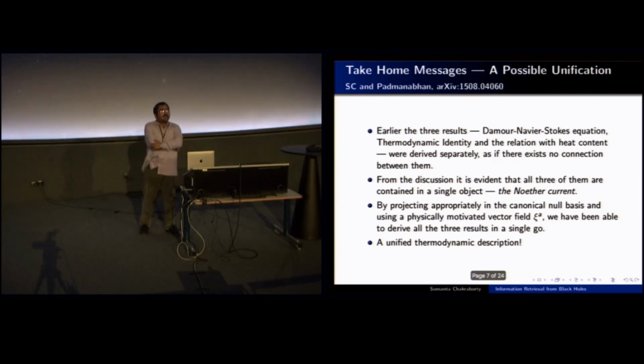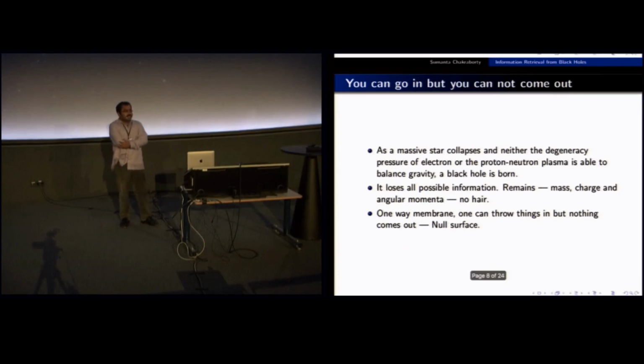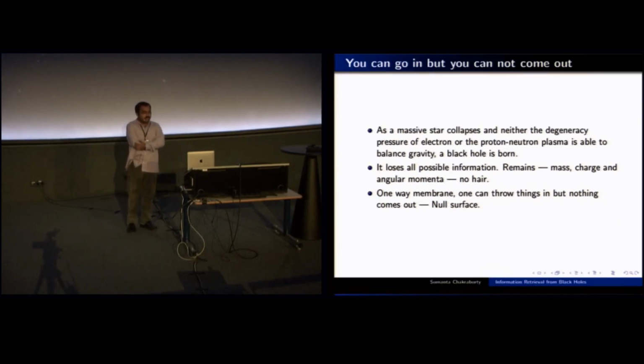So in the context of black holes, suppose I have a massive star and it's so massive that as it collapses, neither the degeneracy pressure of the electron nor the degeneracy pressure of the proton neutron plasma is able to balance it. Then you essentially have a black hole, and in that context you have a particular null surface as well, which is r equal to 2m if you consider a Schwarzschild black hole. Now as soon as a black hole is formed, there is no information about the initial state that stays there. It only depends on three pieces of information: the mass of the black hole, the charge of the black hole, and the possible rotation parameter or angular momentum. So that's how the no-hair theorem for black holes comes about. And it essentially is a one-way membrane, so you can throw things inside, but nothing comes out.